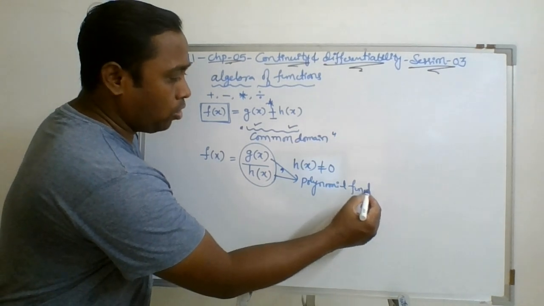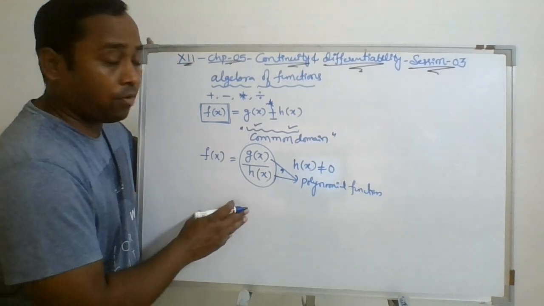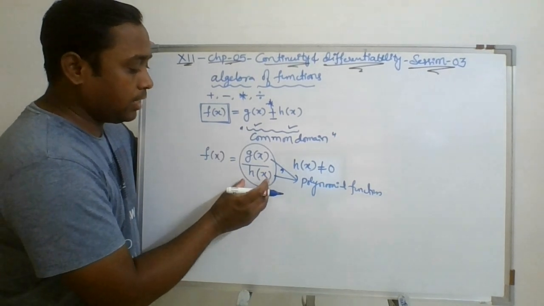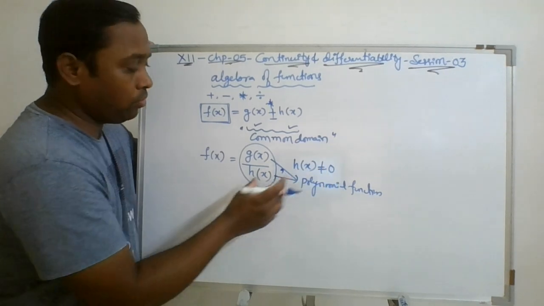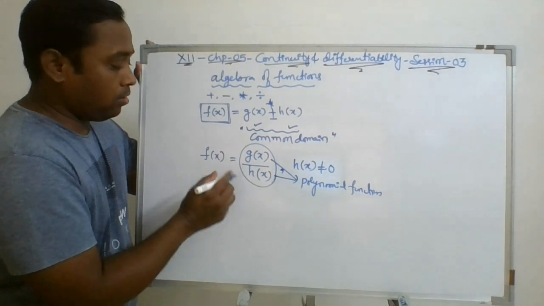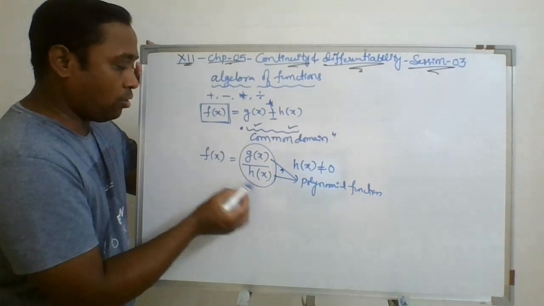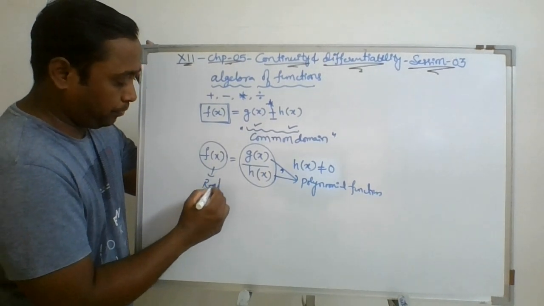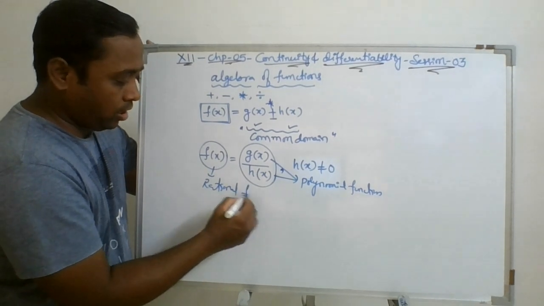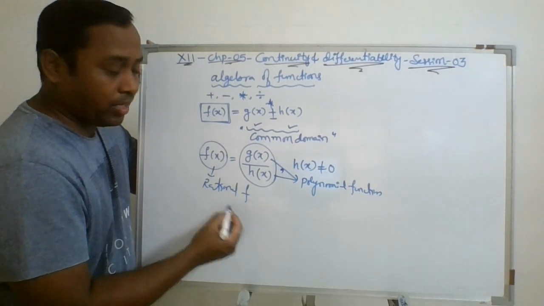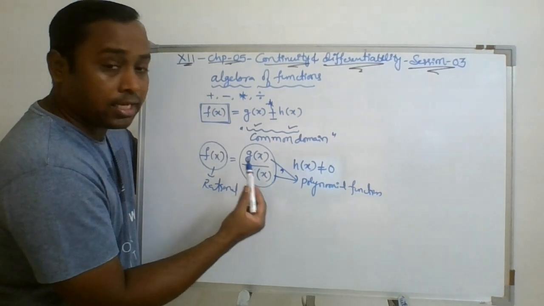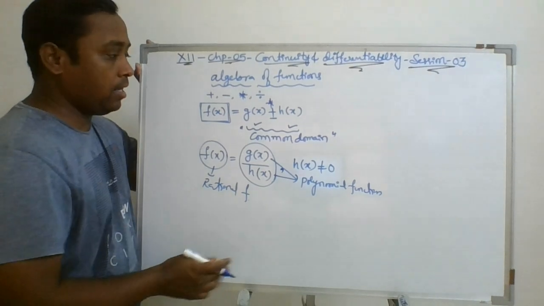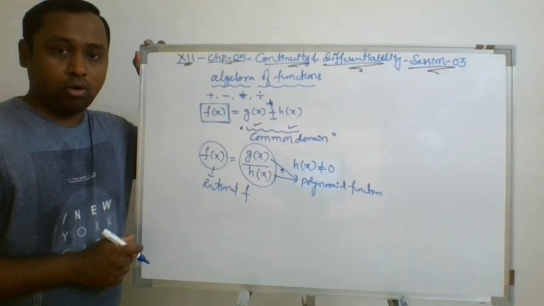So basically polynomial functions are what we call continuous functions, but h of x cannot be equal to 0. So while dealing with g of x by h of x, this combination is called a rational function. While dealing with rational functions, we need to check where the given function is not defined, and that has to be eliminated from the common domain. So this is what is meant by the algebra.